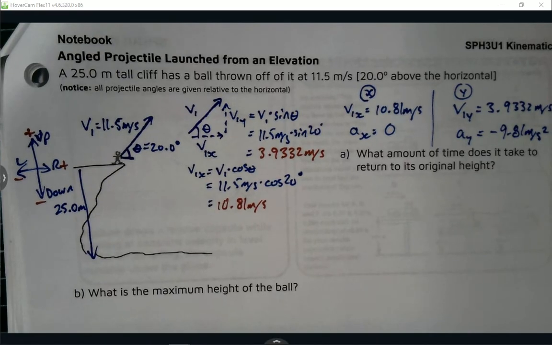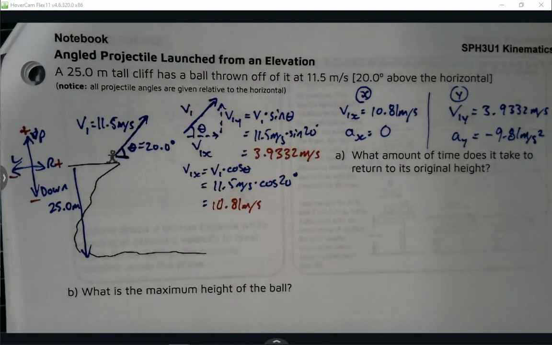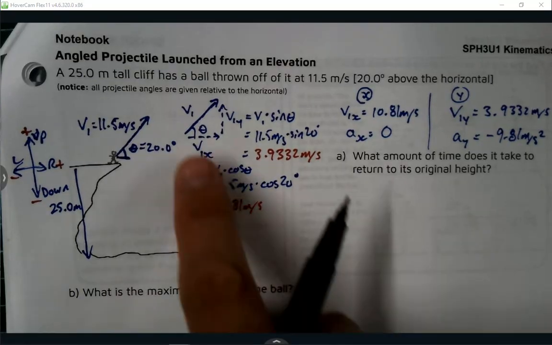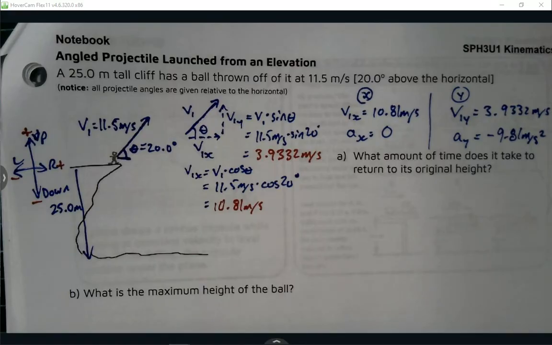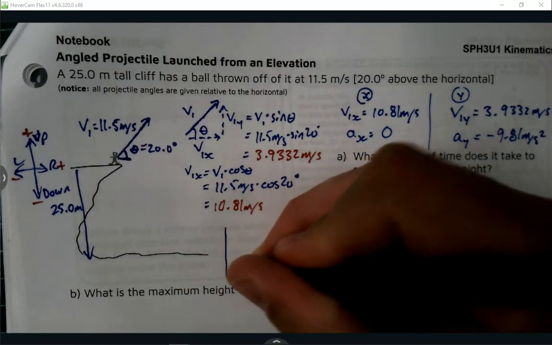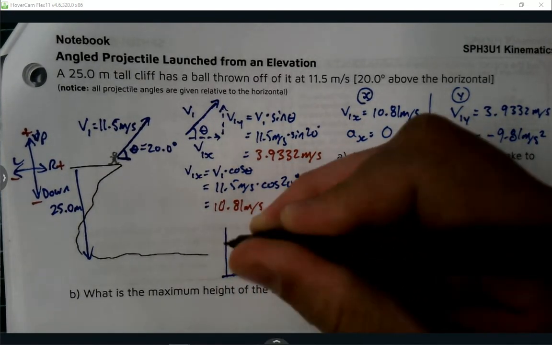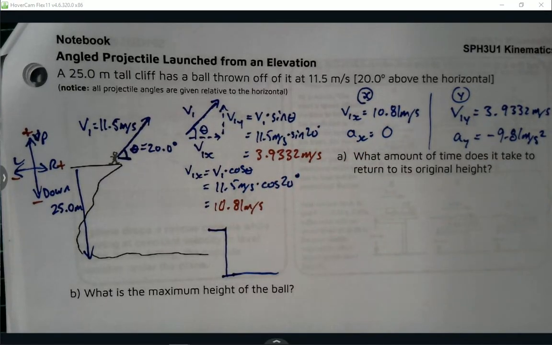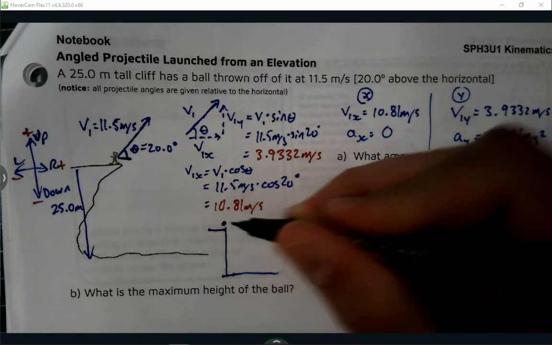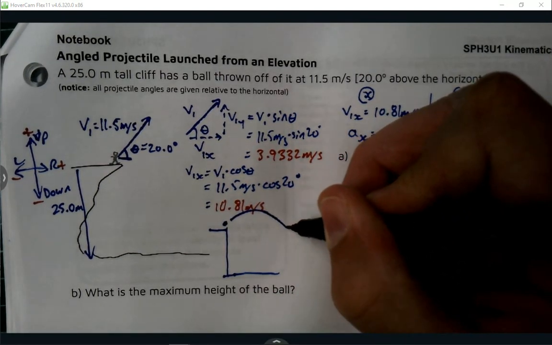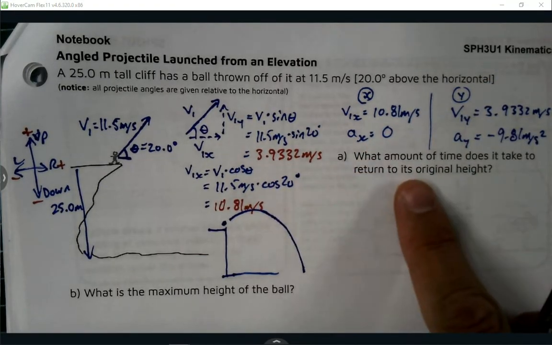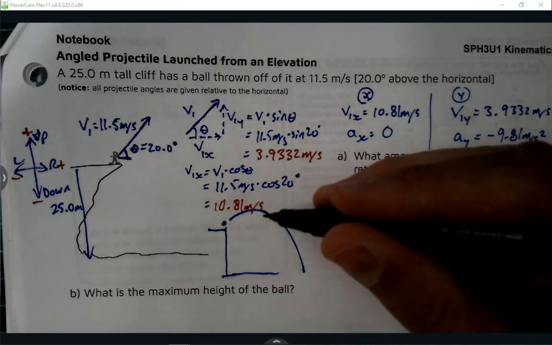And this is all my autopilot framing of the question. I haven't even looked at the question yet, okay? I know the scenario, I know my givens. Part A says, what amount of time does it take to return to its original height? Well, I have an object that's going through the air, and it's going up, and it's coming back down again. So I actually just want to sketch out, what does that even mean? Here's my cliff. I got a ball that starts in the person's hands. It launches up, it goes up, it comes back down again. But the question says, how much time does it take to return to its original height? Well, that's all the way back here.